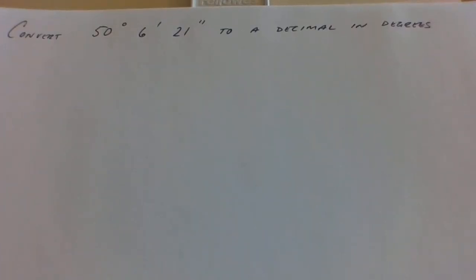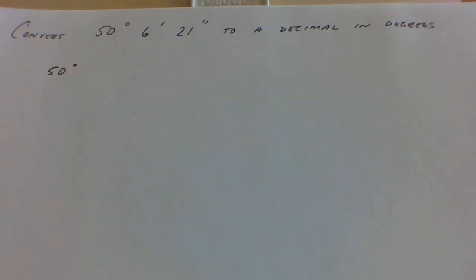Let's go ahead and convert 50 degrees, 6 minutes, 21 seconds to a decimal that's in degrees. And let's go ahead and take this one out to 4 decimal places. Now notice in your problem you have 50 degrees and a little bit extra, so I'm expecting my answer to come out to be about 50 point something once we're done. I'm going to go ahead and copy down my 50 degrees. That one's obviously already in degrees. I don't need to do anything with it.